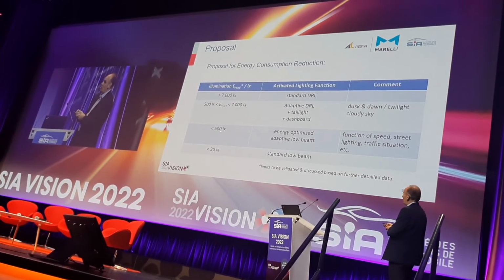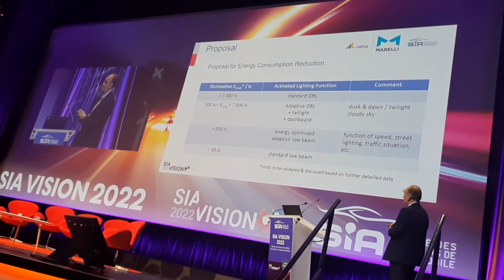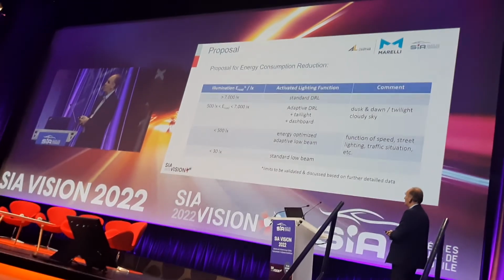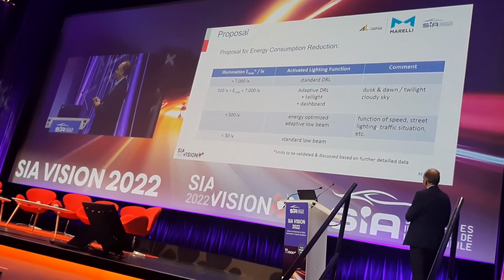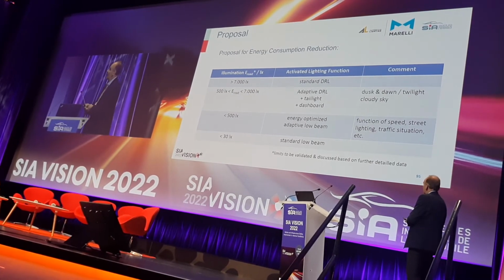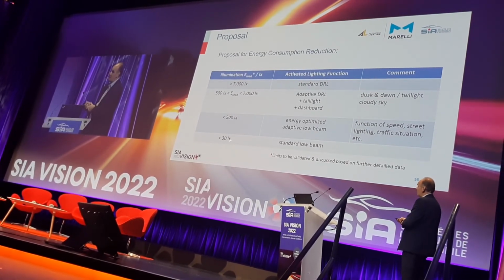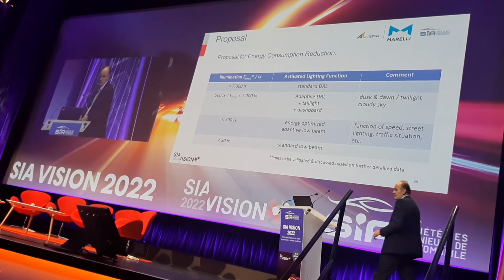Then below 500 lux, the proposal is to have an energy-optimized adaptive low beam, depending on speed, the street lighting and the traffic situation, and below 30 lux to take the standard low beam.